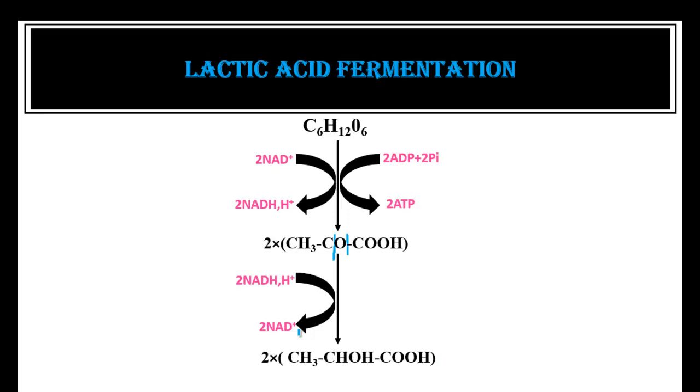So to sum up all these reactions, you must know that both of these types of fermentation happen in the cytoplasm or the cytosol of the cell in the absence or in a low supply of oxygen. And from both types of fermentation, we will end up having 2 ATP molecules only.